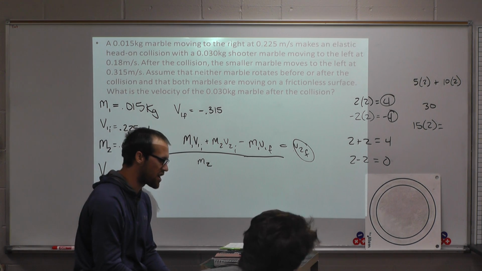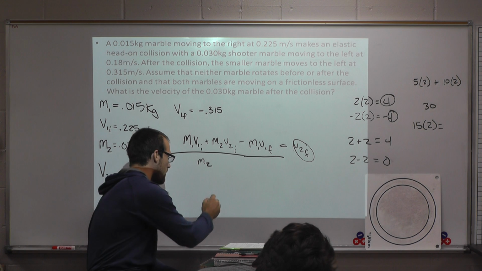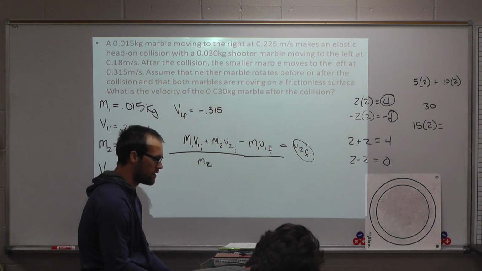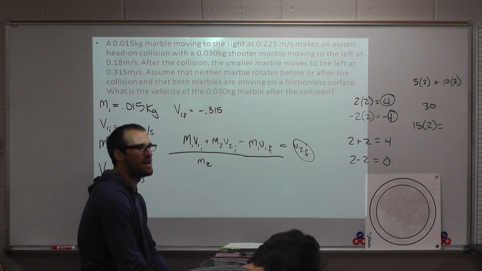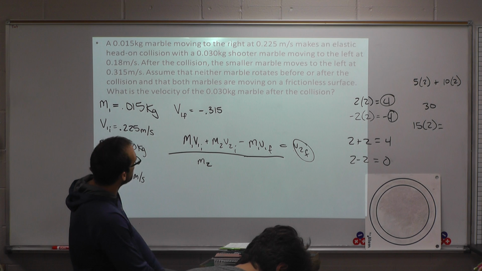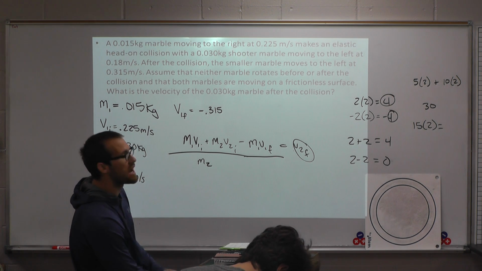What do we get for an answer here? 109. How do you know which direction it's going now? Well, I would look at the context of the problem. Does the math give you a positive or a negative? Positive. It gives you a positive, so it has to be in the positive direction. So it's probably to the right. Yep.